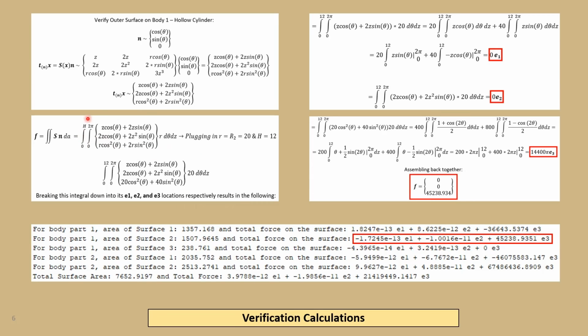So I am integrating it in terms of theta and z, and plugging in the appropriate R2 value of 20 and H of 12, and working through all its math results in a 0 entry for the E1 location, a 0 entry for the E2 location, and then finally 45,238.934 in the E3 location. And as you can see, as highlighted for my MATLAB output, this very closely matches my total result. So I know that my code is working appropriately.